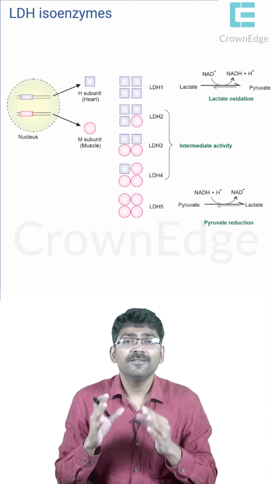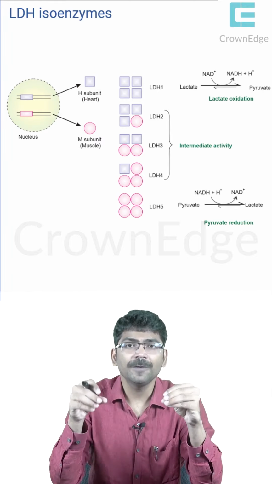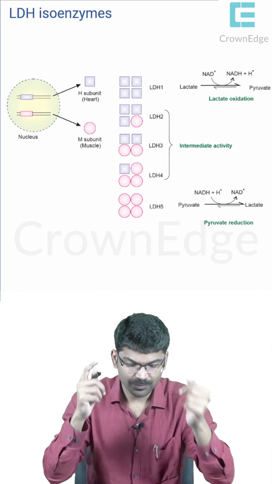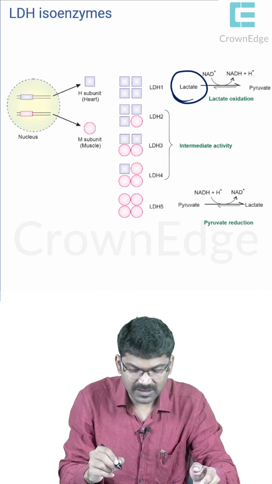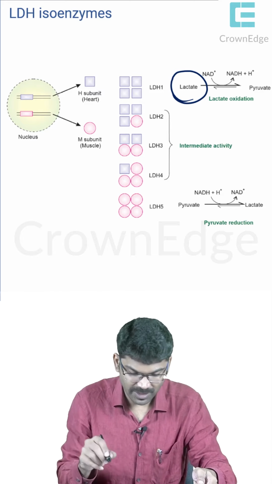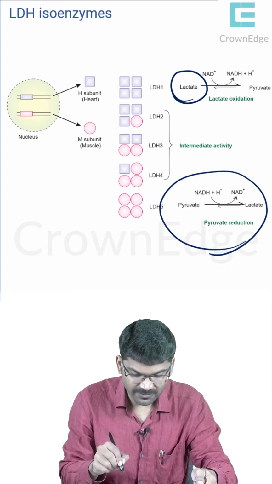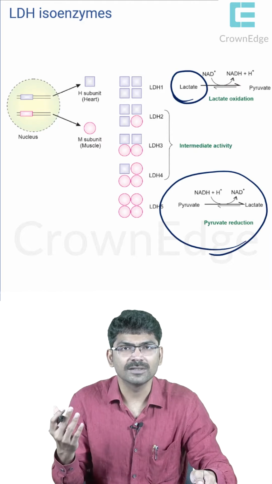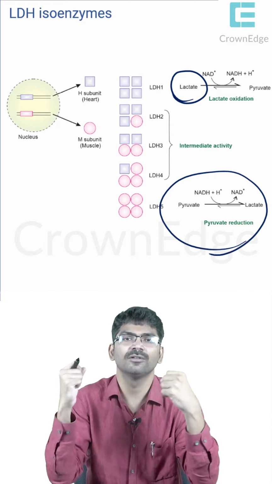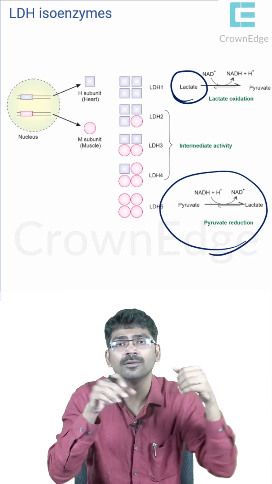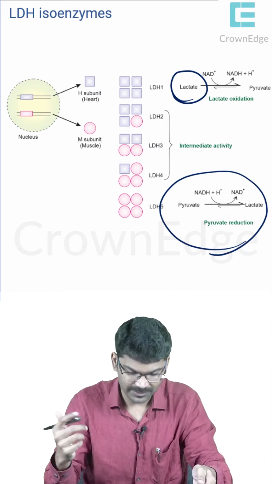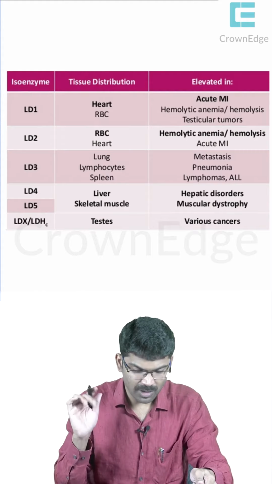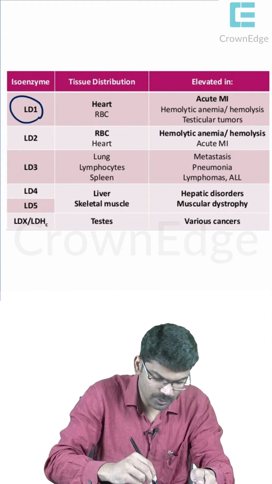They also differ in their Km value of substrates. Look at this. LDH1 favors conversion of lactate to pyruvate, whereas LDH5 favors the conversion of pyruvate to lactate. In skeletal muscle, what happens? When you are doing strenuous exercise especially, pyruvate will be converted to lactate. So this is the importance. Now look at the tissue distribution properly. As we have already learned, LDH1 is made up of H subunit.